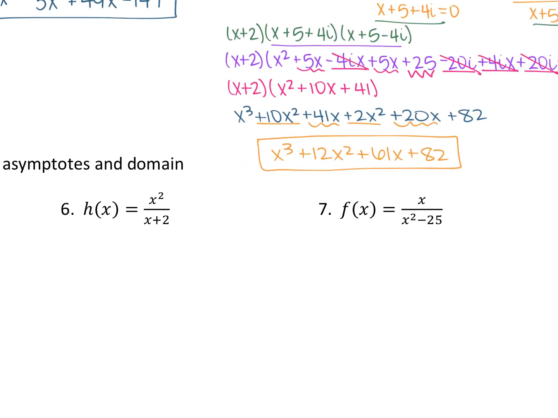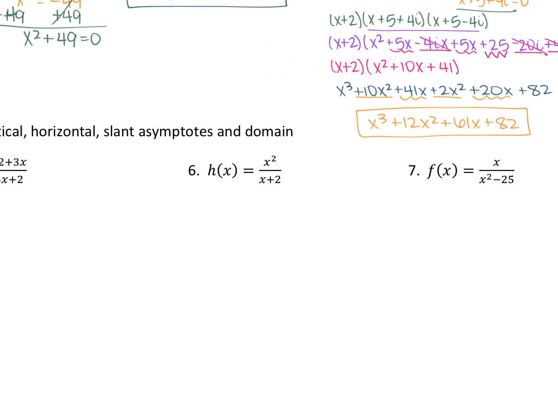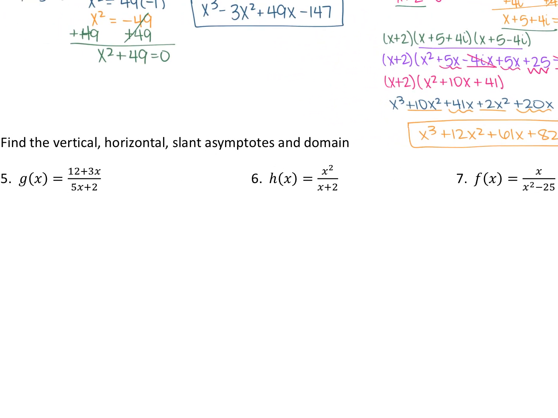For the next set of questions, you are asked to find the vertical, horizontal, slant asymptotes, and the domain. For these, remember with the domain, you're taking the denominator, setting it not equal to 0, solving, and writing your answer in interval notation. For your vertical asymptotes, take the denominator, set it equal to 0, and solve. So similar to your domain.